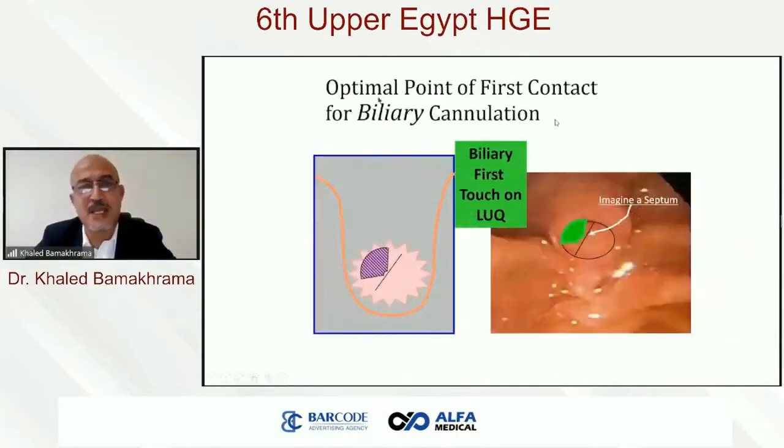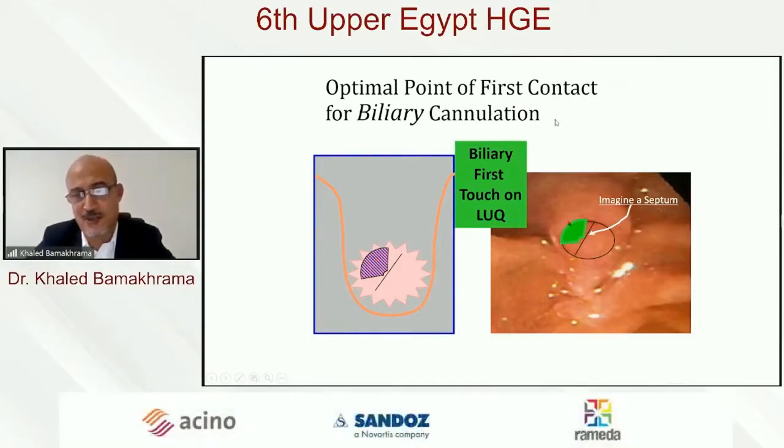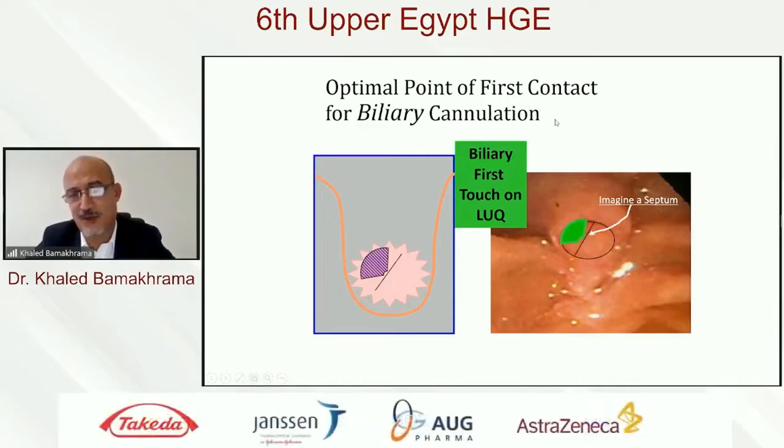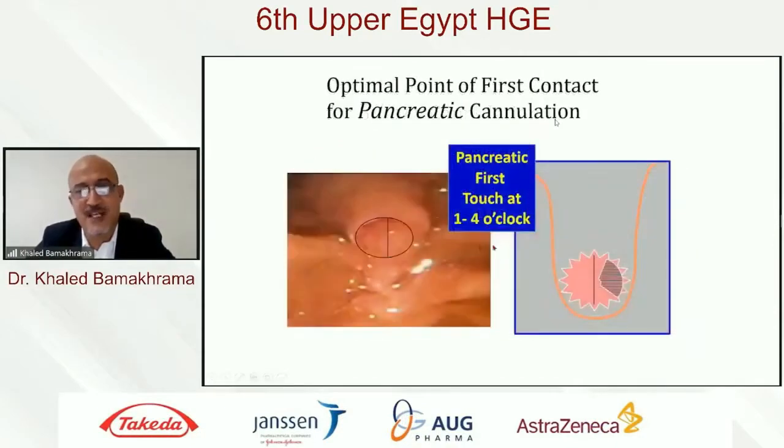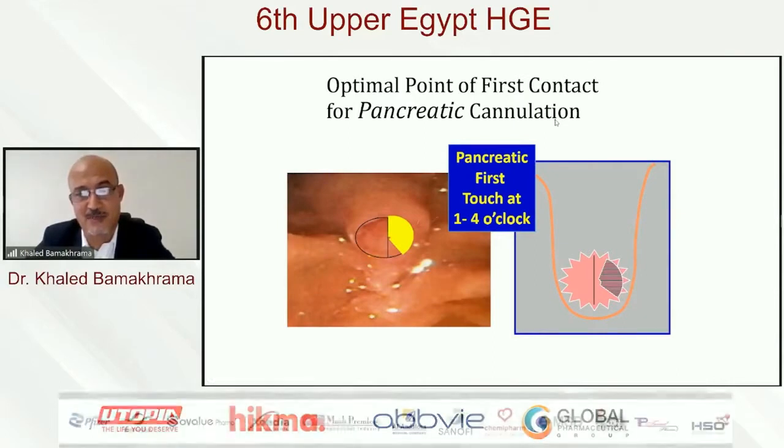Now, the optimal point of first contact for biliary cannulation is the left upper quadrant. Before this, you need to have a good position in order to have proper cannulation. So if you want the common bile duct, you need to go from the left side of the papilla with your sphincterotome and hit the 11 o'clock side. Now, for the pancreatic duct, you need to go the other way around, from the right side of the papilla, and go to the 3 o'clock position as a first touch of the papilla.